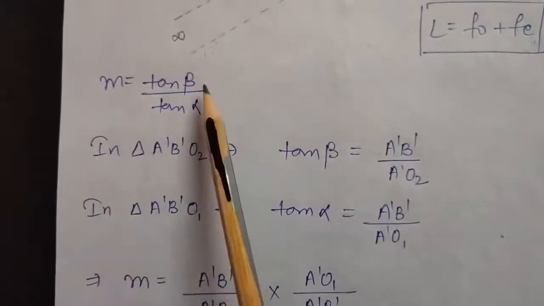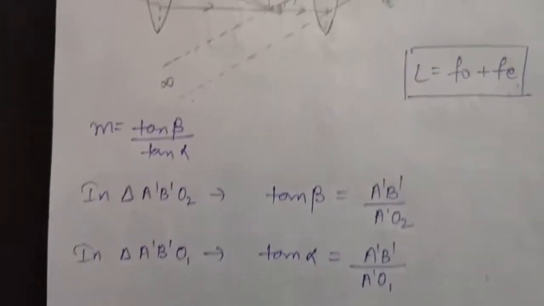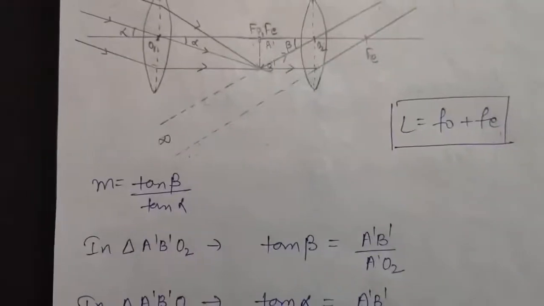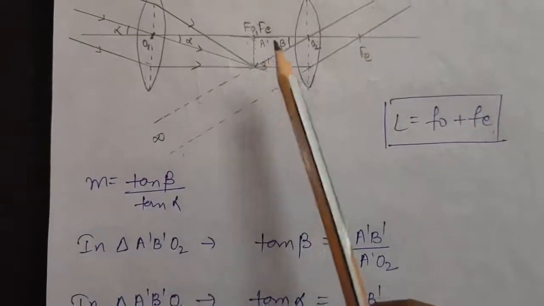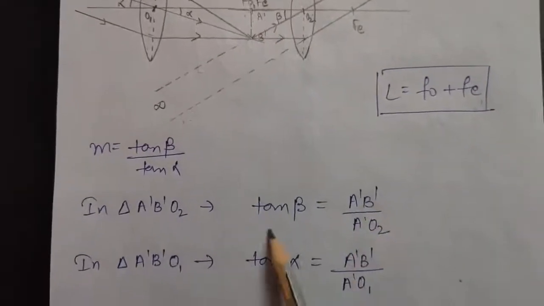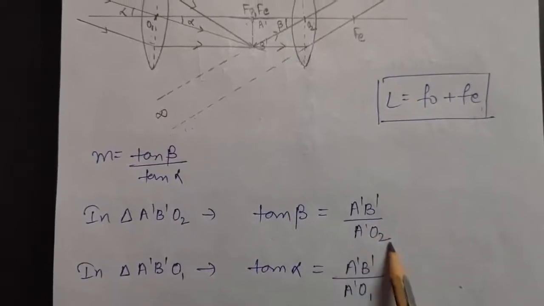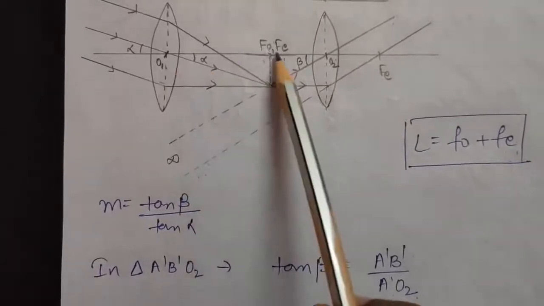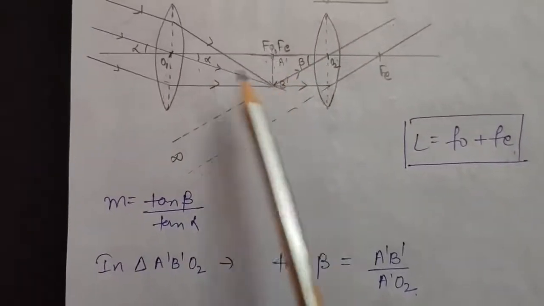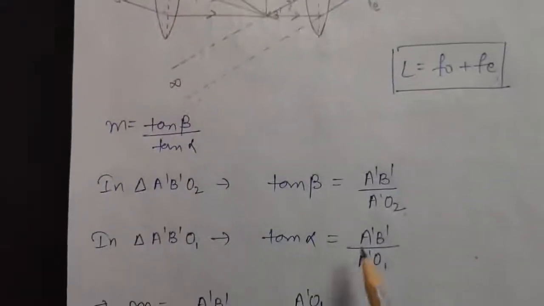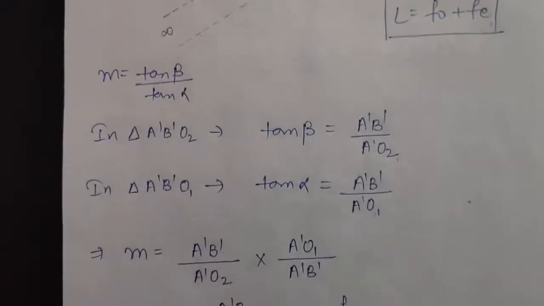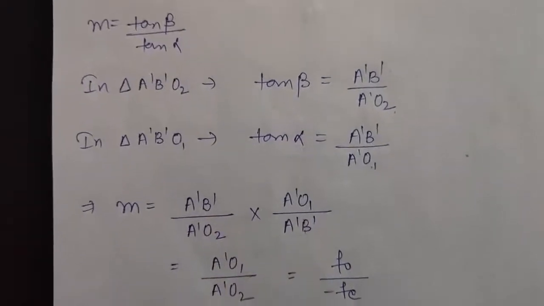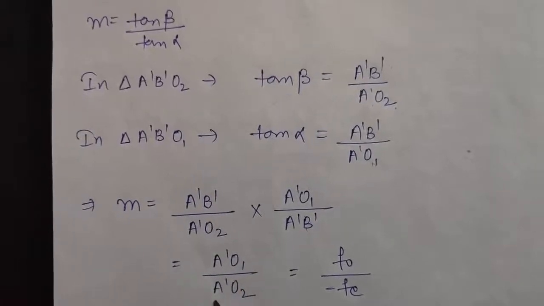Now, as you know, M is defined as tangent beta upon tangent alpha. Let us again consider triangle A dash B dash O2. In this, tangent beta will be A dash B dash upon A dash O2. And in triangle A dash B dash O1, tangent alpha will be A dash B dash upon A dash O1. Now to calculate magnification, just divide them. A dash B dash will cancel out, so you will be left with A dash O1 upon A dash O2.